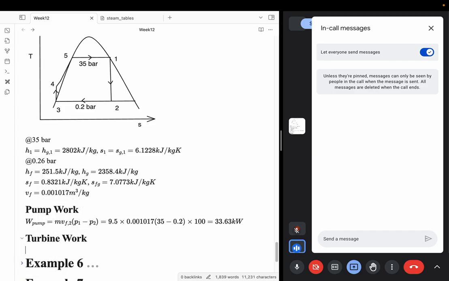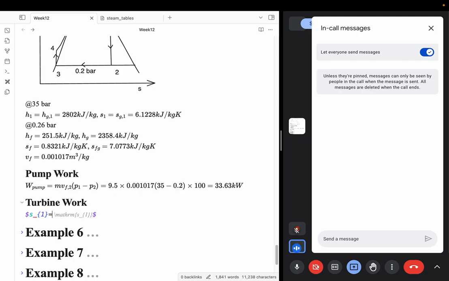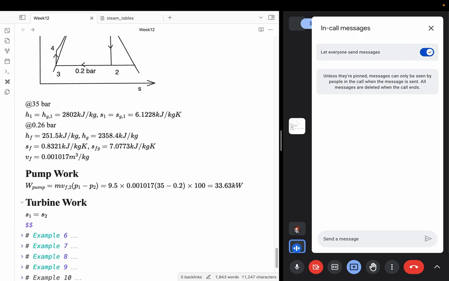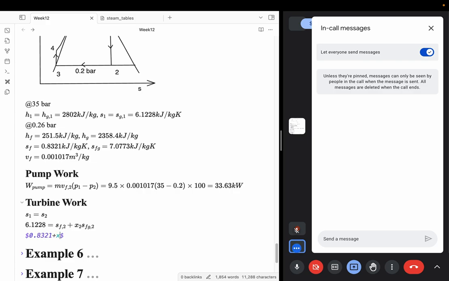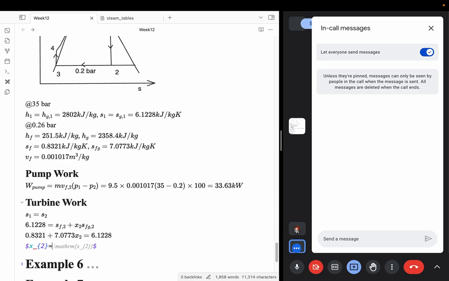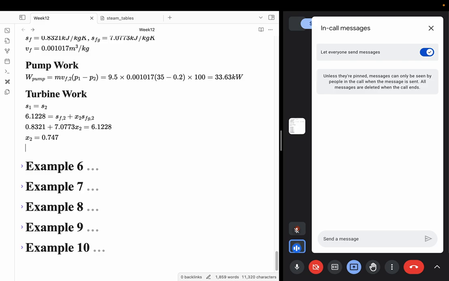So the next one is the turbine work. Again, this is also straightforward. All we need to know is the enthalpy at state 2, for which we need to know the quality. So again, we will follow the same process. We start with S1 equal to S2. S1 we already know as 6.1228, equal to S2, which is SF2 plus X2 times SFG2. So you can equate that. SF is 0.8321 plus X2 times SFG, which is 7.0773. This should be equal to S1, 6.1228. If you solve this, you get X2 equal to 0.747.